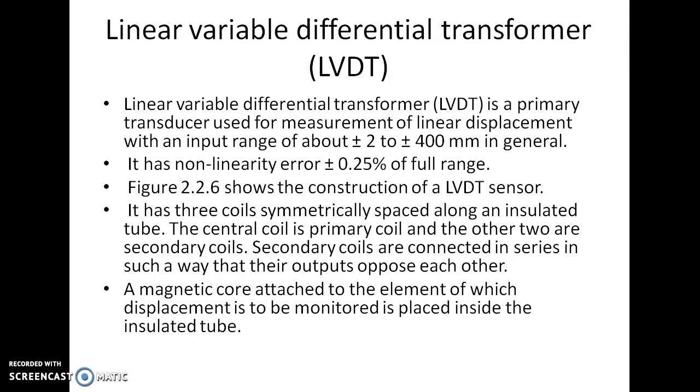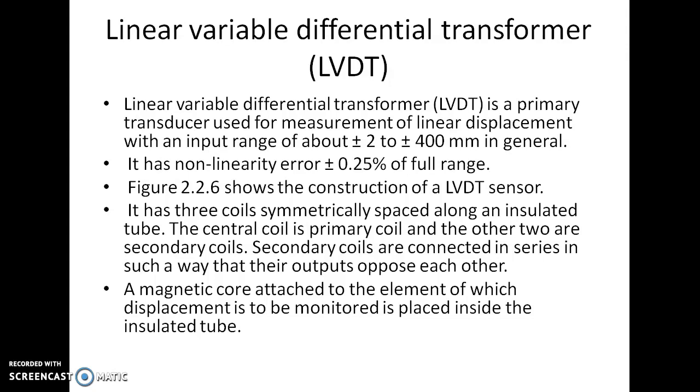The next type of sensor is the linear variable differential transformer, also called LVDT. The linear variable differential transformer, or LVDT, is a primary transducer used for measurement of linear displacement with an input range of 2 to 400 mm in general. As the name suggests, it is used to measure linear displacement. It has a non-linearity error of plus or minus 0.25% of full range.